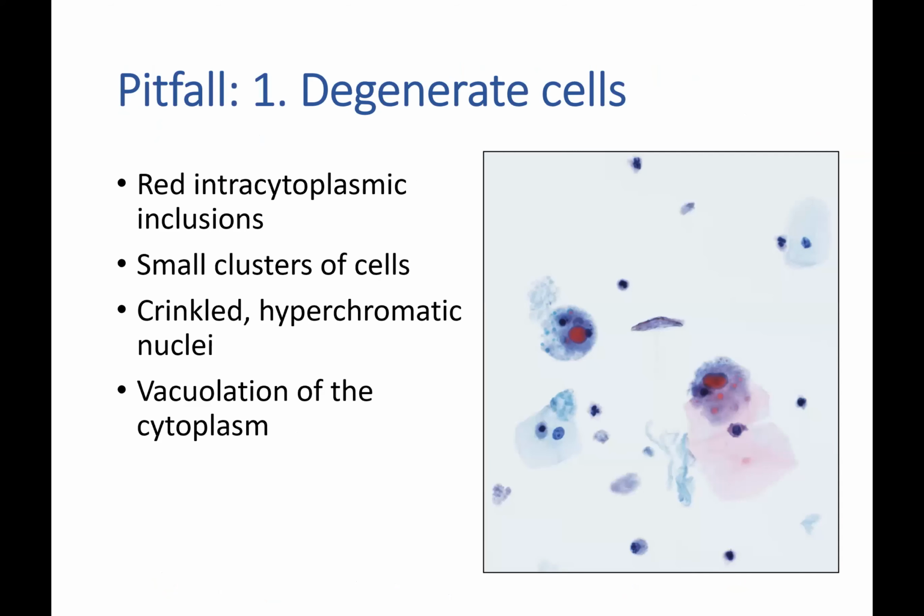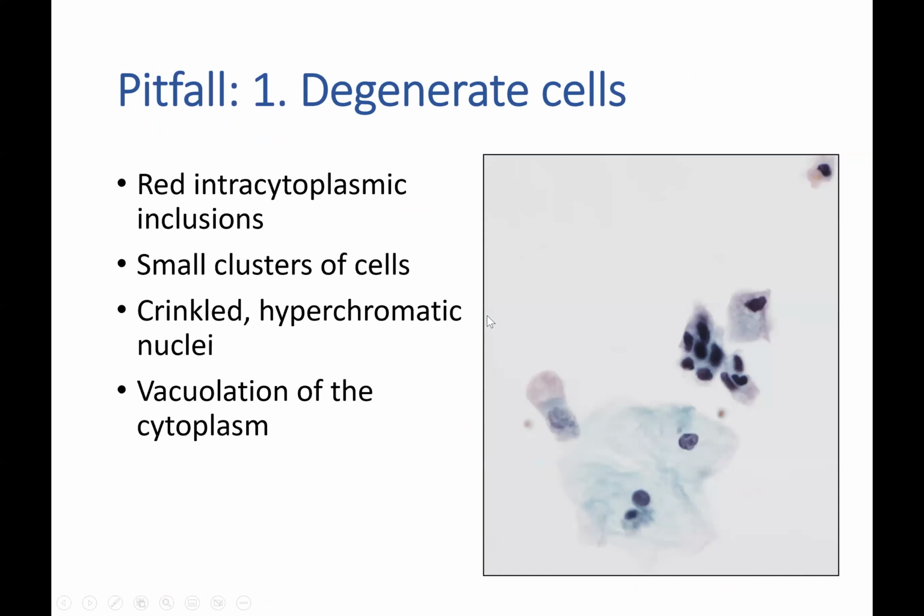Degenerate samples are very common and can be quite tricky. You can often identify a sample as degenerate because there will be these singly dispersed cells with large red intracytoplasmic inclusions. However, degenerate cells can also present as small clusters with hyperchromatic, very crinkly nuclei, and some of the cells have vacuolated cytoplasm.